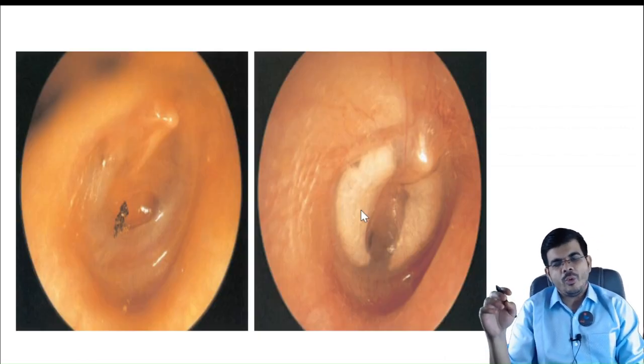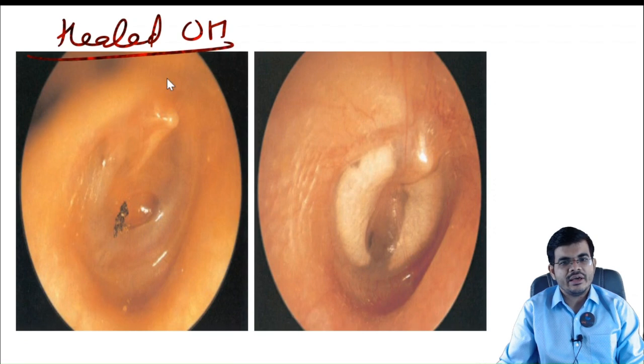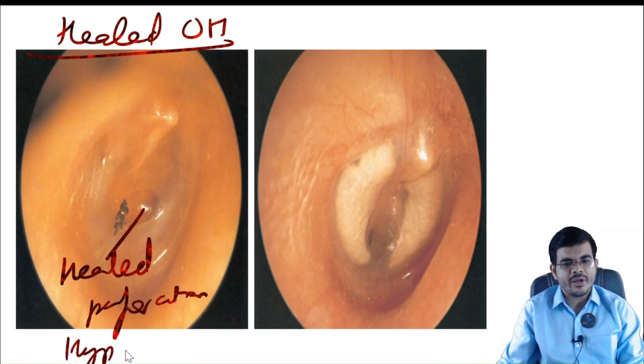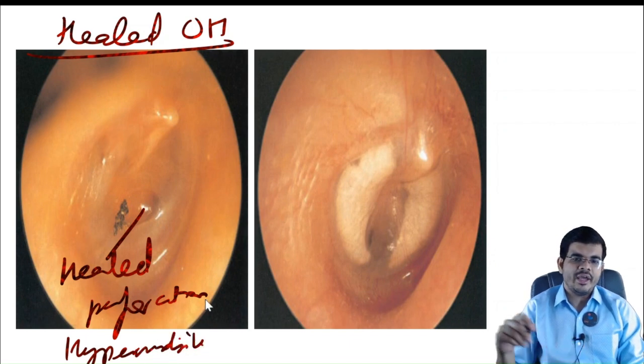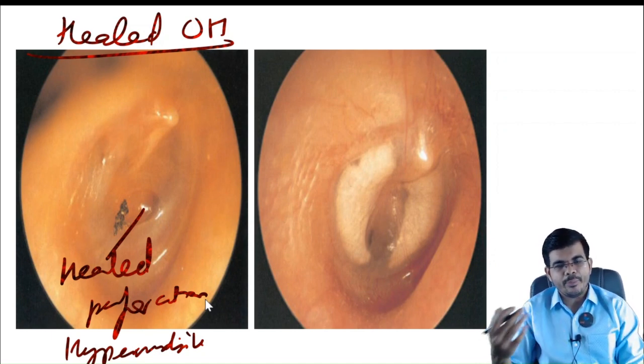Now, what is this? This is the healed otitis media. I told you there are two types of healed otitis media, right? One thing is healed perforation that you see here. What are the features of a healed perforation? It will have a hypermobile segment of the tympanic membrane, that is indicative of a healed perforation. That area will appear like a perforation initially, and then when you notice carefully, you will see that it is being closed by a membrane, and it is so thin that it will be hypermobile.